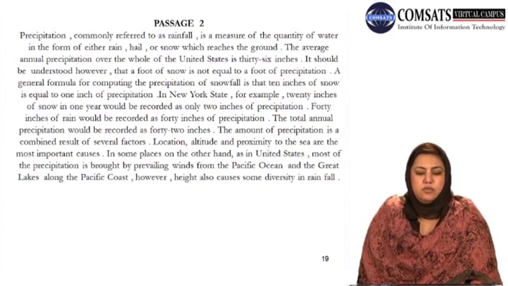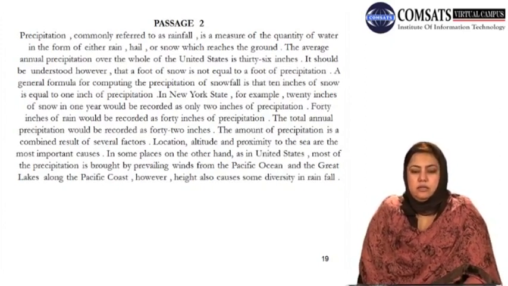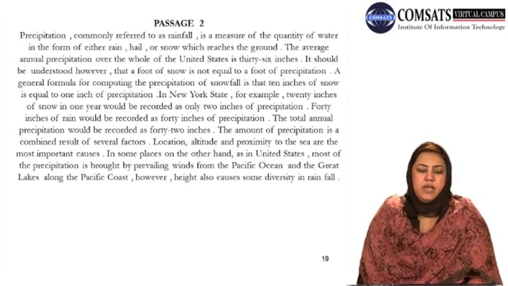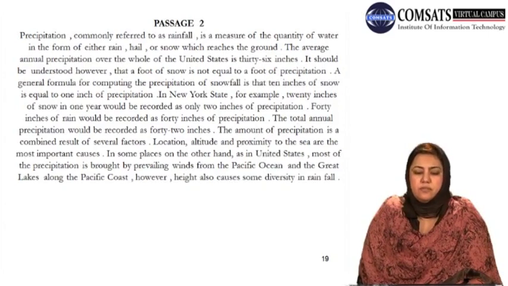Precipitation, commonly referred to as rainfall, is a measure of the quantity of water in the form of either rain, hail or snow which reaches the ground. The average annual precipitation over the whole of the United States is 36 inches. It should be understood, however, that a foot of snow is not equal to a foot of precipitation.